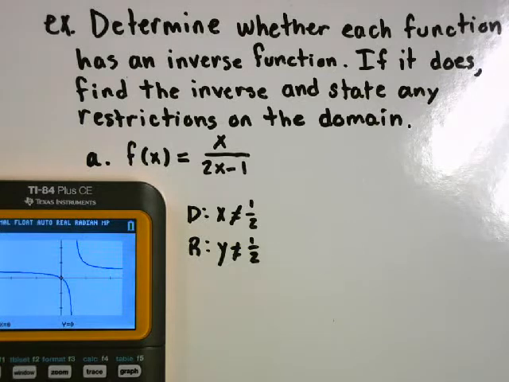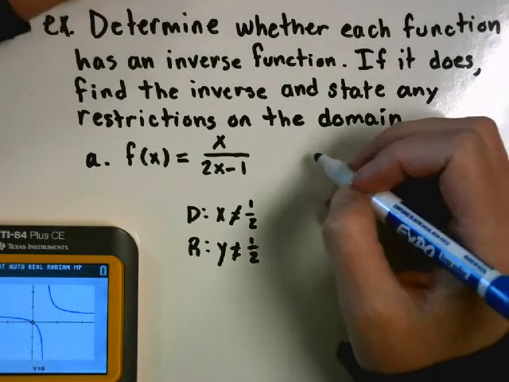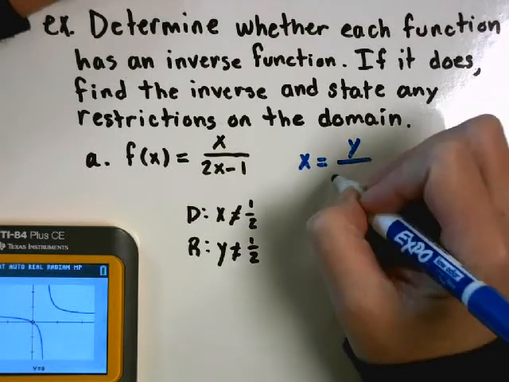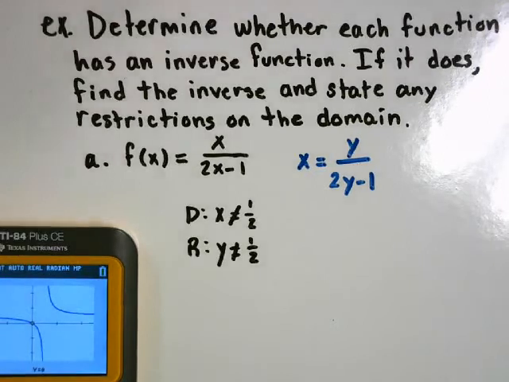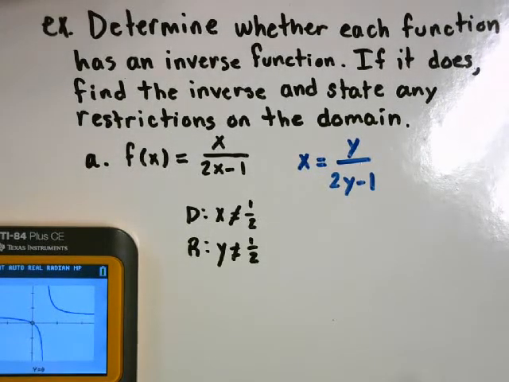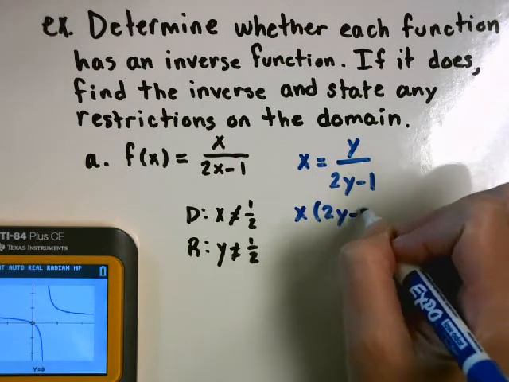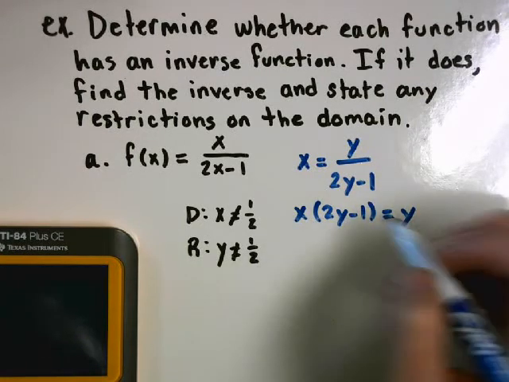Now we're going to find the inverse function. So we're going to picture this as being a y, and then I'm going to switch all the x's and y's. So this is going to be x equals y over 2y minus 1. That's the inverse, but it's not solved for the variable that we want it solved for. So we need to solve this for y. So first thing I'm going to do is multiply that denominator over. Then we're going to distribute.